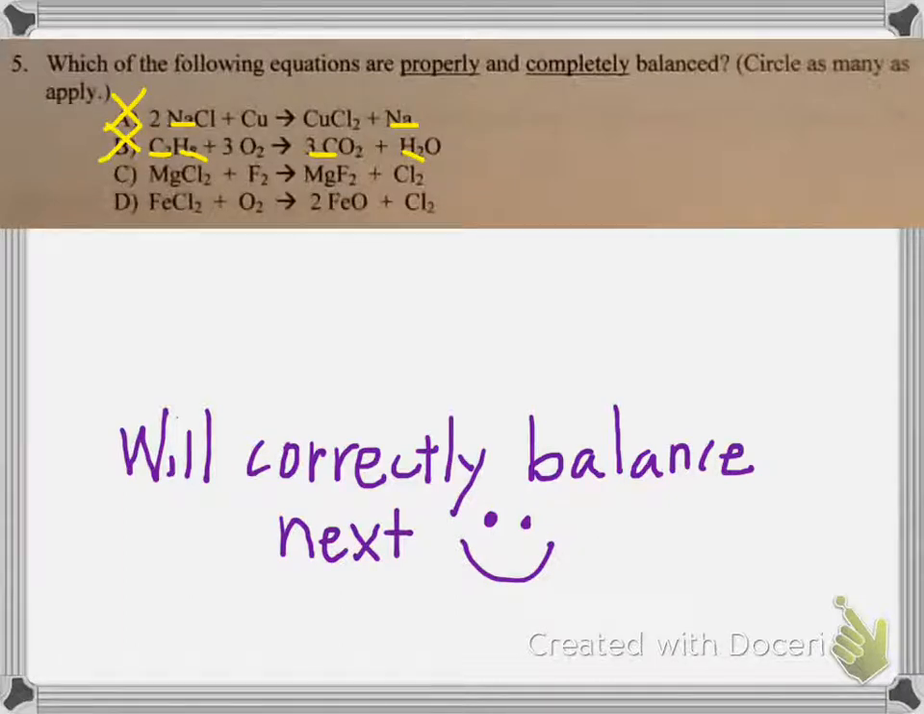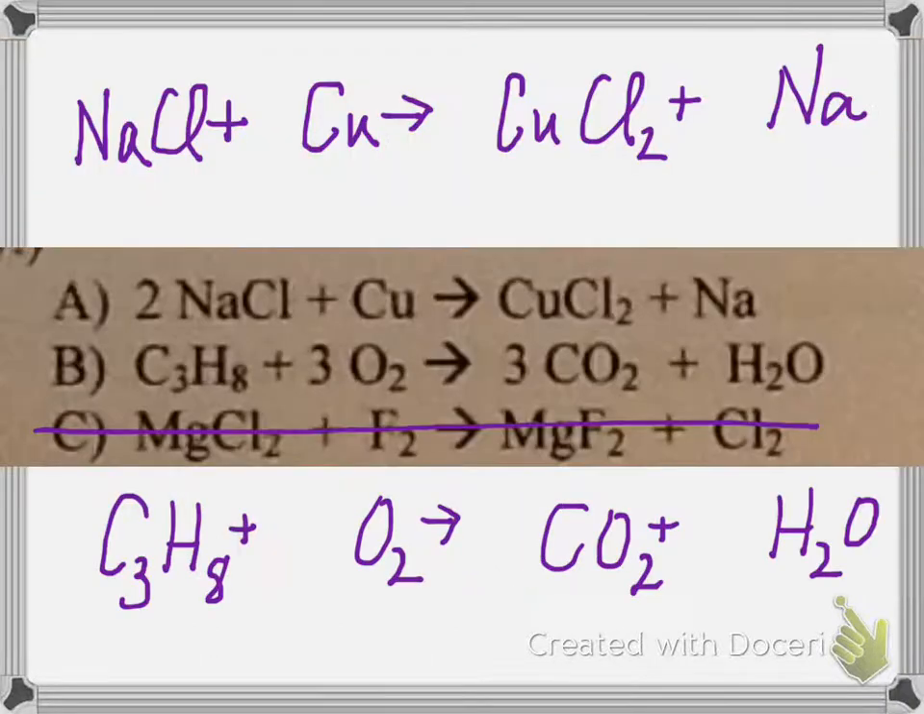That's not properly balanced. Letter C, 1 magnesium, 1 magnesium, 2 chlorines, 2 chlorines, 2 fluorines, 2 fluorines. I am going to circle letter C. Letter C is correctly balanced. Again, that's a skeleton equation. That's a balanced equation. Letter D, 1 iron, and we have 2 irons, so again, I know right away that letter D is not correctly balanced. So we're going to go ahead now and correctly balance A, B, and D.